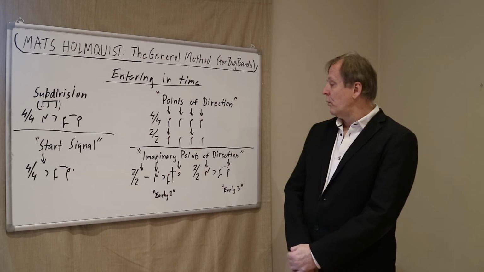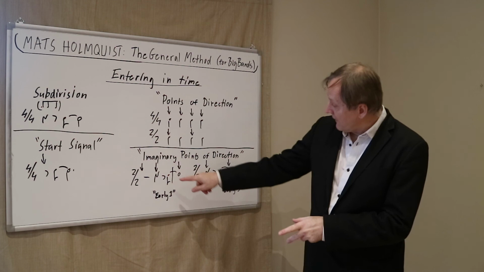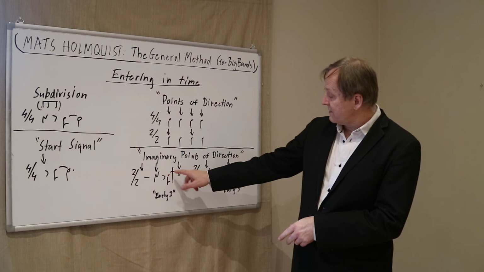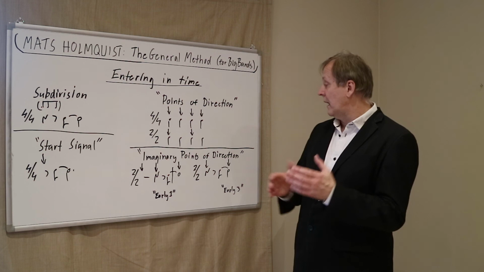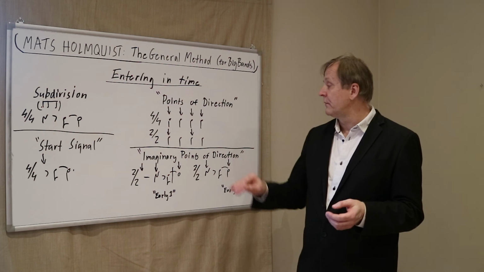When using the imaginary points of direction, in this particular case, you can omit the slur and think of it as a separate eighth note. So, one, two, three, four, one. Ba-da! One, two, three, ba-da! When you practice that a couple of times, then add the slur. One, two, three, four. Ba! One, two, ba!